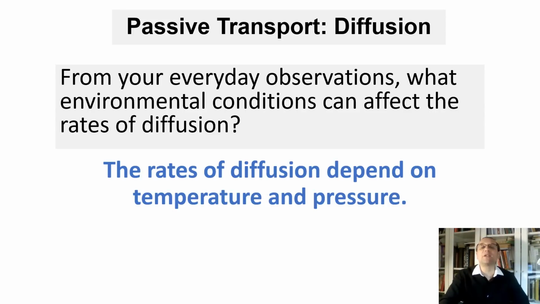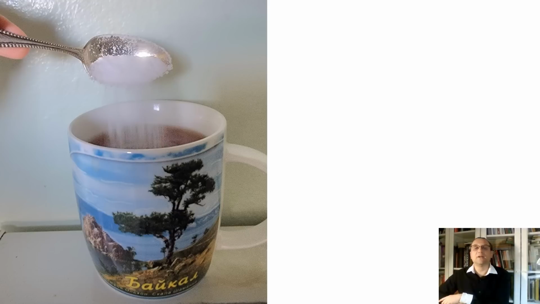You are correct if you say rates of diffusion depend on temperature and pressure. Think of a cup of tea or coffee. You know that if you put sugar in a hot liquid, sugar will dissolve faster than if you put sugar in iced tea or cold coffee. Why? Because in a hot liquid, molecules move faster than in a cold liquid. Temperature is determined by how fast molecules move.